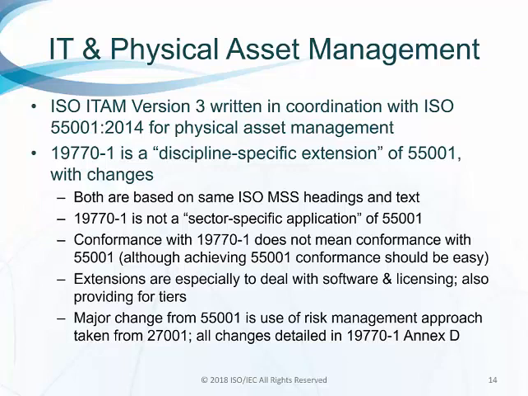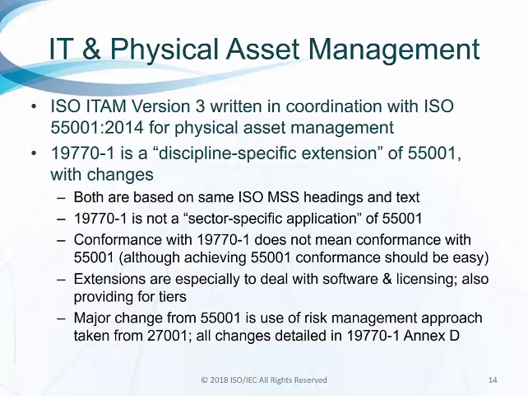I'm going to give some detailed observations here. They may sound highly technical, but they're actually very important in certain specific situations and in particular for dealing with ISO. Technically, 19770-1 is a discipline-specific extension of 55001, but with changes. They both have the same management system standard headings and common text.